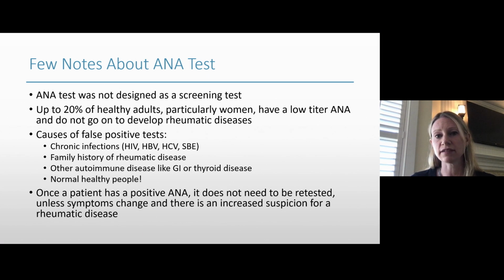The ANA test was not designed as a screening test. Up to 20% of healthy adults, particularly women, have a low titer positive ANA and do not go on to develop rheumatic diseases. And up to 5% of healthy adults actually may have high titer positive ANAs and still don't develop rheumatic diseases. Causes of false positive tests include chronic infections like HIV, Hep B, Hep C, SBE, a family history of rheumatic disease. Studies have shown that up to 50% of first-degree relatives of people with lupus may have a positive ANA, and the majority of these people do not develop lupus. Other autoimmune disease like GI or thyroid disease, and then normal healthy people.